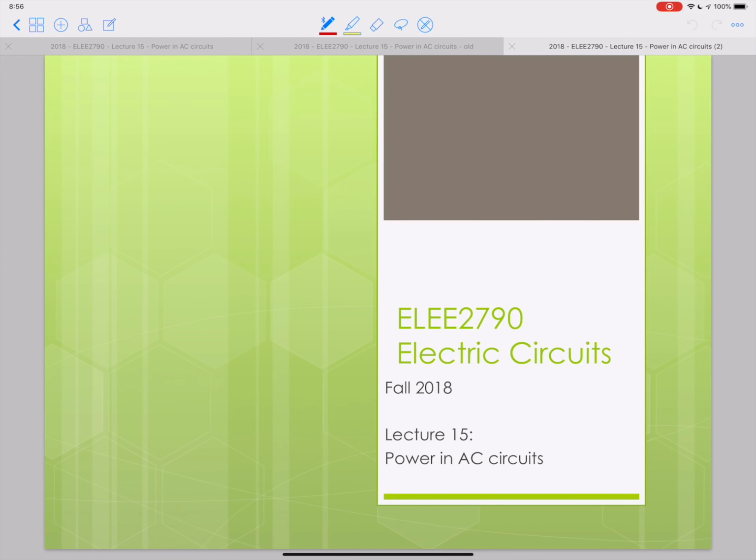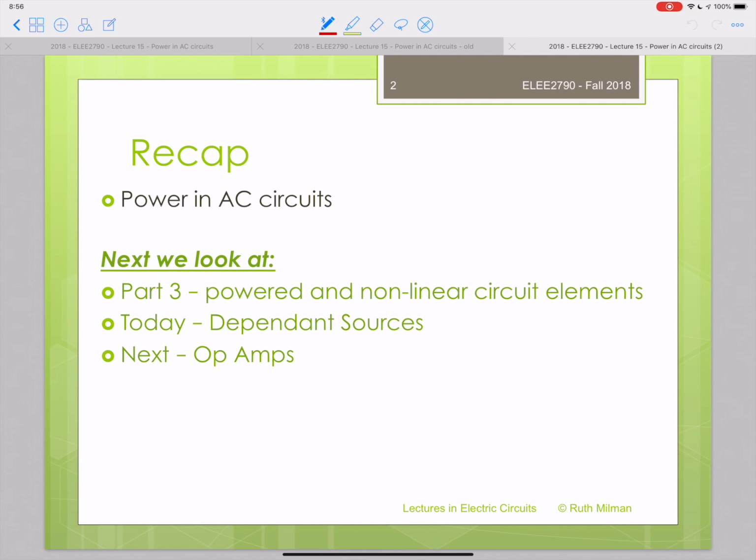Hello and welcome to video lecture 15, which is going to be all about power in AC circuits. Power is the last topic that we need to cover in AC circuits. So far we've looked at AC circuit analysis and we've understood how to apply all of the DC tools that we knew in the past to AC circuits, and we also learned what can be used directly and what needs to change. The last topic that we need to cover in this area is power.